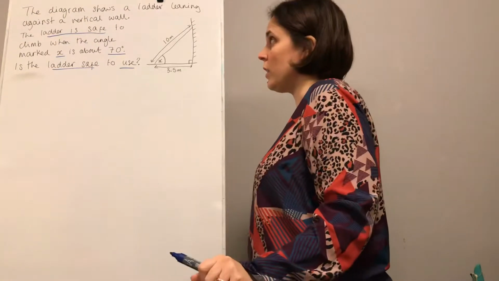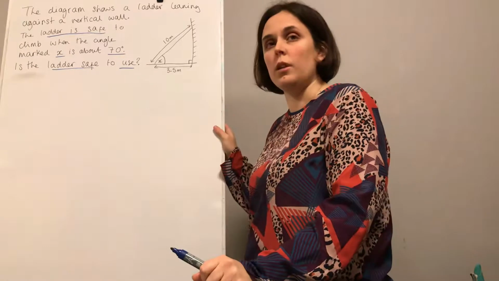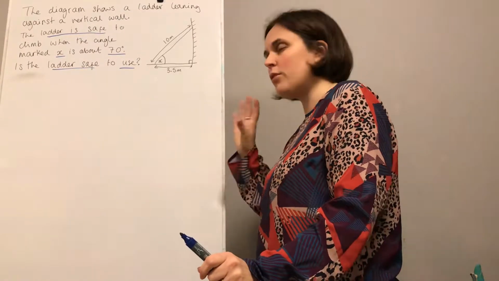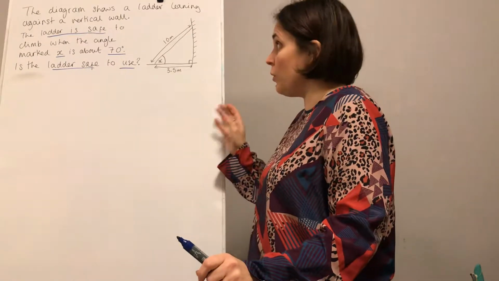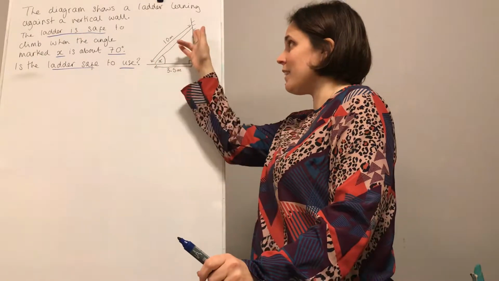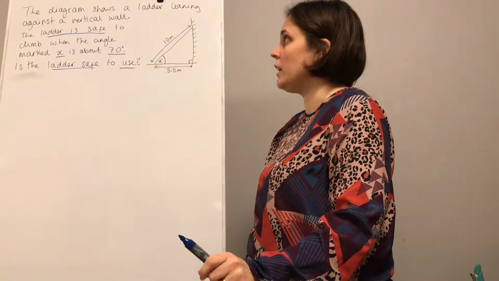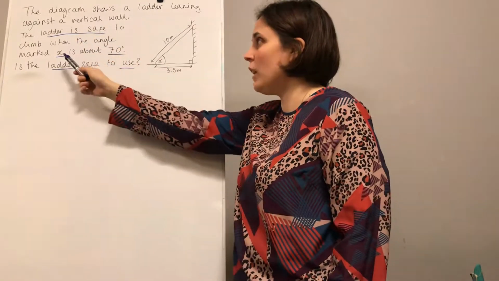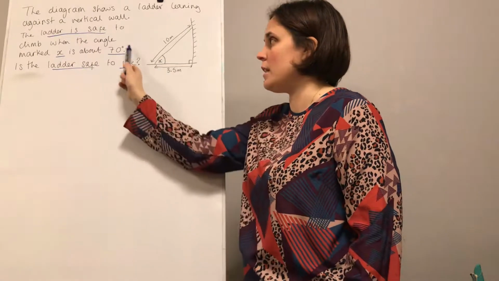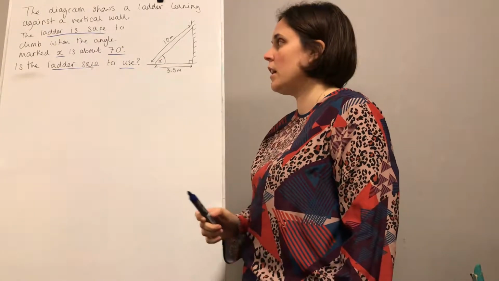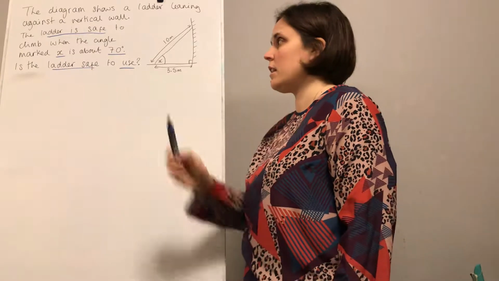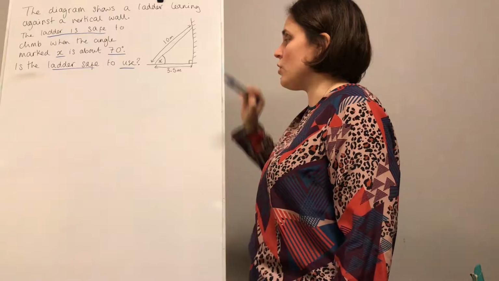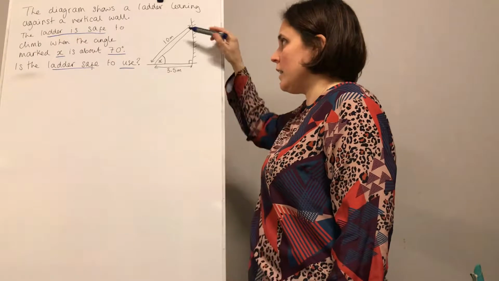The question that I'm going to do in this video is a really interesting question on basic trigonometry, on SOHCAHTOA, and it's framed in a really different way. What it's about is there's a ladder leaning up against the wall, and it tells you that the ladder is safe to climb when the angle marked x, so this angle down here, is about 70 degrees. And the question says, is the ladder safe to use? Okay. So basically, here's your diagram, and it gives you information.